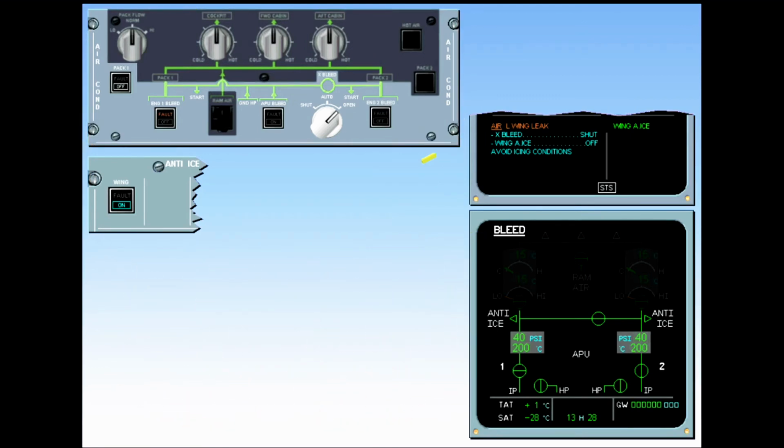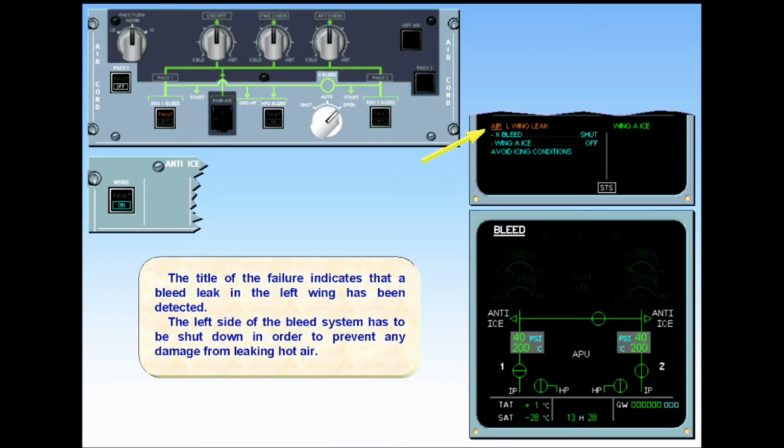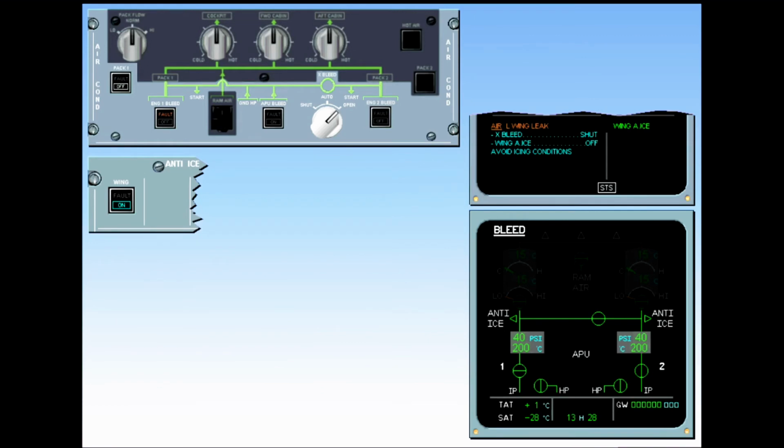The title of the failure indicates that a bleed leak in the left wing has been detected. The left side of the bleed system has to be shut down in order to prevent any damage from leaking hot air. The first line of the ECAM procedure requires you to switch the cross-bleed selector to the shut position. With the selector in auto position, the cross-bleed valve would have been closed automatically. However, you opened it manually in the previous procedure. Perform ECAM action.